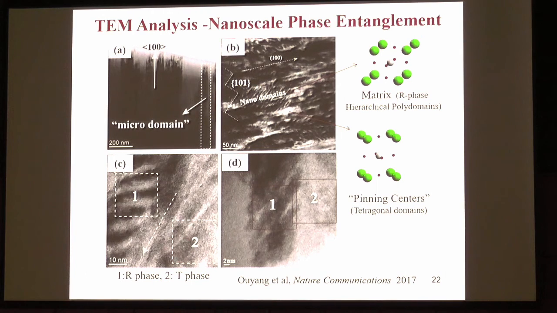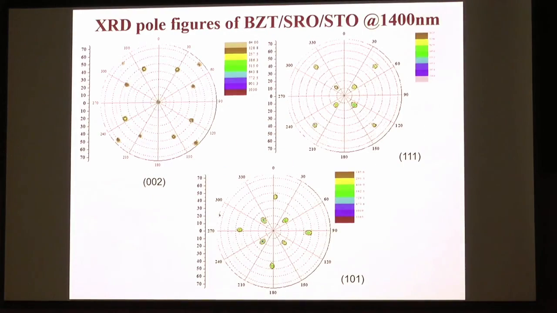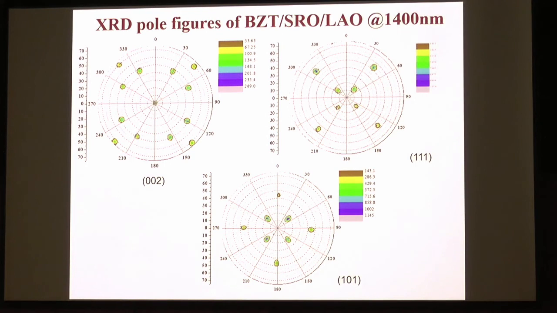But it turns out this angle tells us the phase boundary is not 112. That's why we did some X-ray pole figure analysis, and it shows very interesting patterns. This is a 002 pole figure, and the 111 and 101. We did all 3, and for different types of substrate, it shows exactly the same pattern.